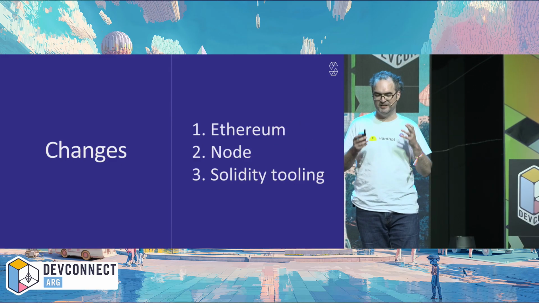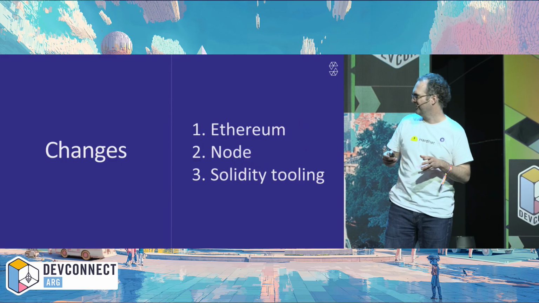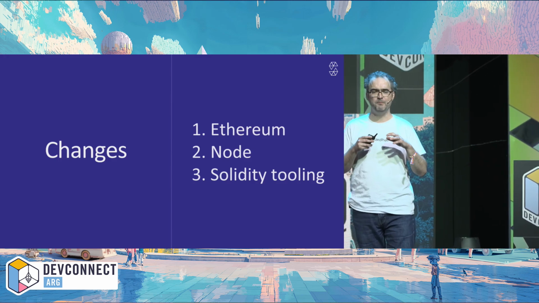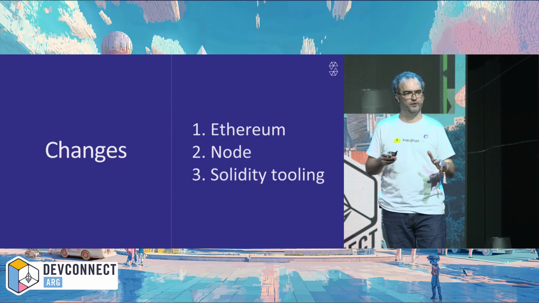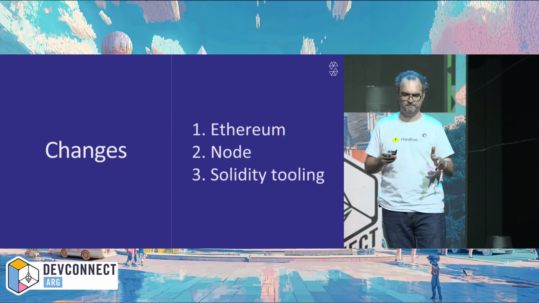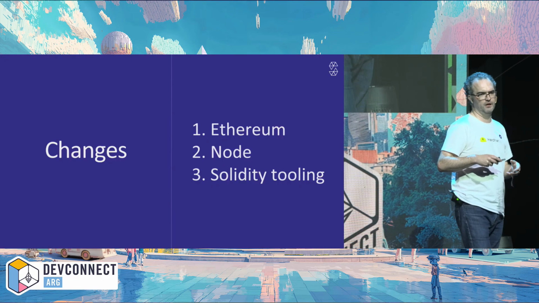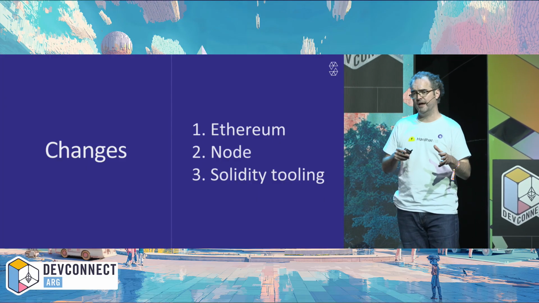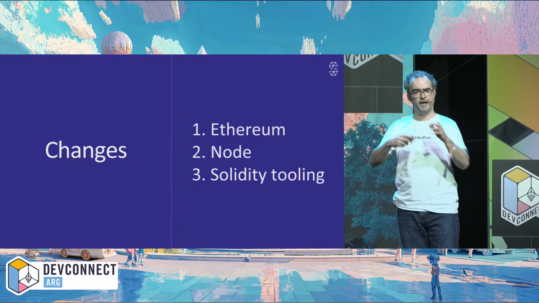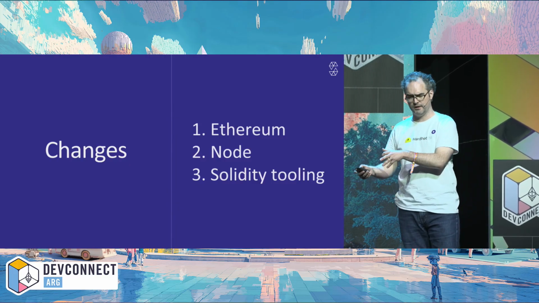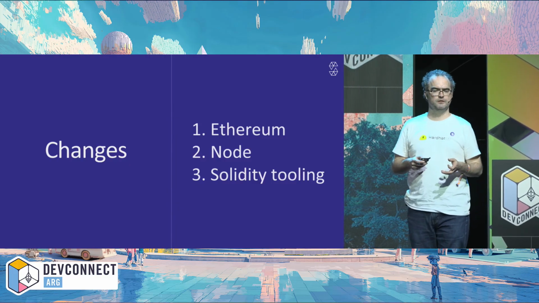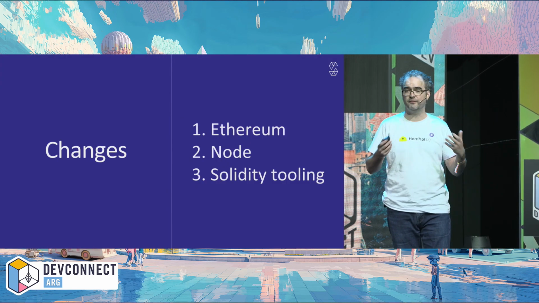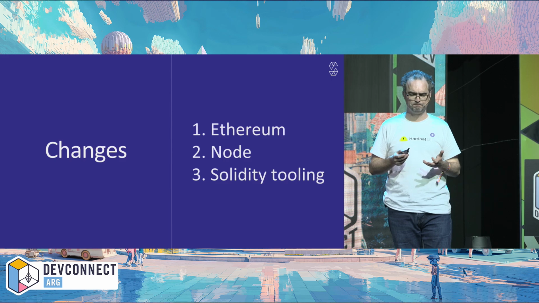Hardhat 3 has needed them because the world around us has changed. Ethereum's rollup-centric roadmap means that L2s are just part of the day-to-day experience of a Solidity developer. Node has changed significantly. It's gone through its Python 2 to Python 3 moment with the switch over from CommonJS, which is what Hardhat 2 was targeting, to ECMAScript Modules, which is what Hardhat 3 targets. It's also embraced TypeScript even more tightly with all of the developer experience improvements that brings.